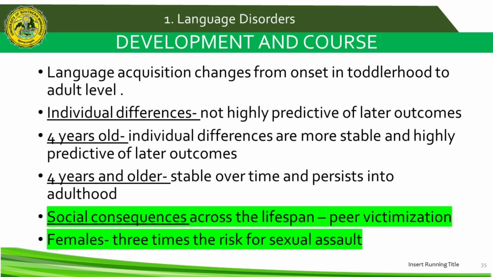Ang individual differences naman is not highly predictive of later outcome. So for 4 years old, individual differences are more stable and highly predictive of later outcomes. Pag 4 years and older naman, stable over time and persists into adulthood. So social consequences of language disorder includes peer victimization, and females are 3 times the risk of sexual assault.